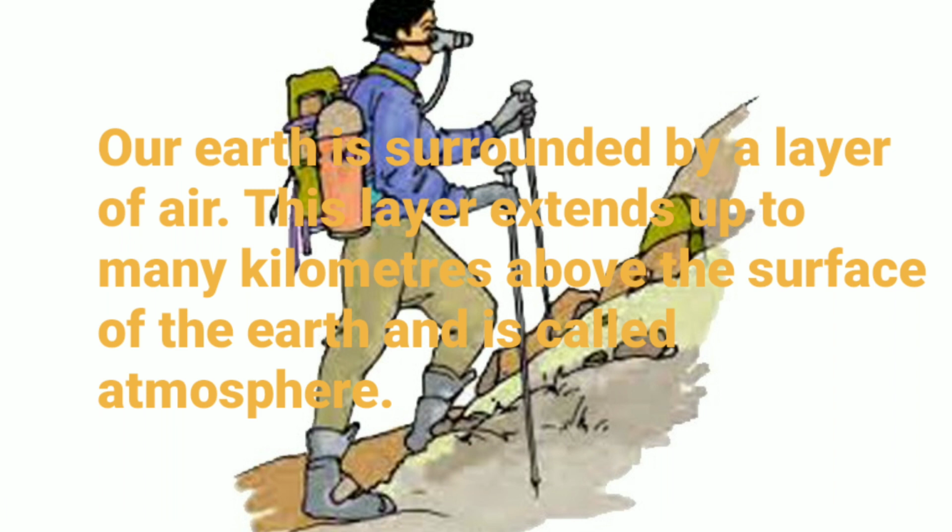Our earth is surrounded by a thin layer of air. This layer extends up to many kilometers above the surface of the earth and is called the atmosphere. What is the atmosphere? It is the thin layer of air surrounding the earth, extending many kilometers above its surface.